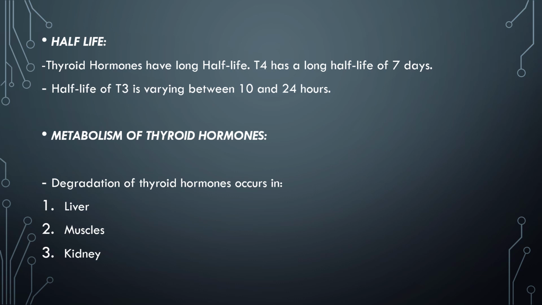Next comes the half-life. Thyroid hormones have a long half-life. T4 has a longer half-life of 7 days, whereas T3 is 10 to 24 hours. Metabolism mainly takes place in three main parts, namely the liver, muscles, and kidney, right?